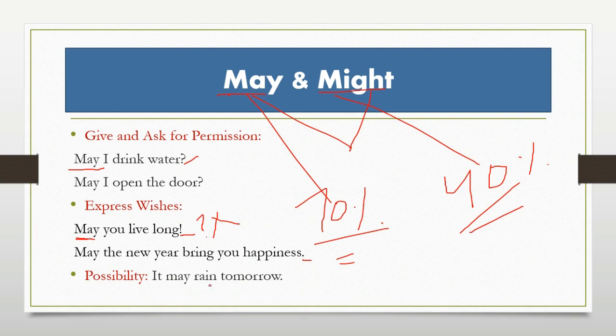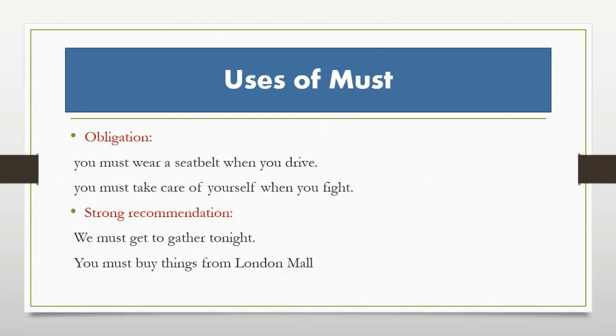It might rain tomorrow. It means you are not that sure, but you are making an assumption, and it is not that cloudy, so you are using might. Or for example, if your friend tells you, I might come, it means he's not very interested in coming. There is a 40% chance that he comes, but if he says I may come, it means there is a 70% chance that he comes. So these things must be clear to you. Got it? Okay.